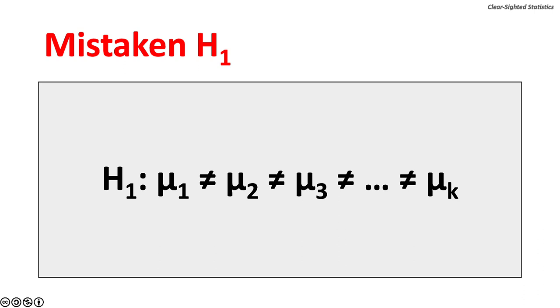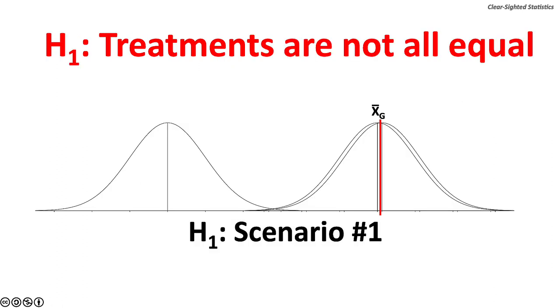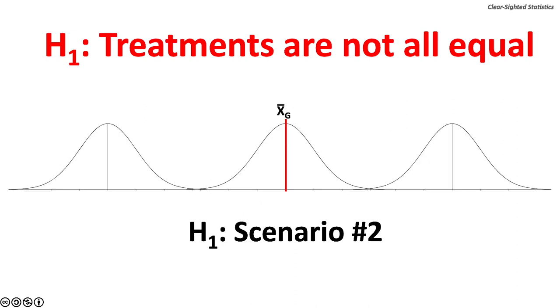It is a very serious mistake to write the alternate hypothesis using a string of not equal signs. This is because only one pair of treatment means needs to be unequal to reject the null hypothesis. Scenario 1 shows one treatment mean that is not equal to the means of the other two treatments. In this case, the null hypothesis would be rejected. In scenario 2, all three treatments have unequal means. The null hypothesis would be rejected.